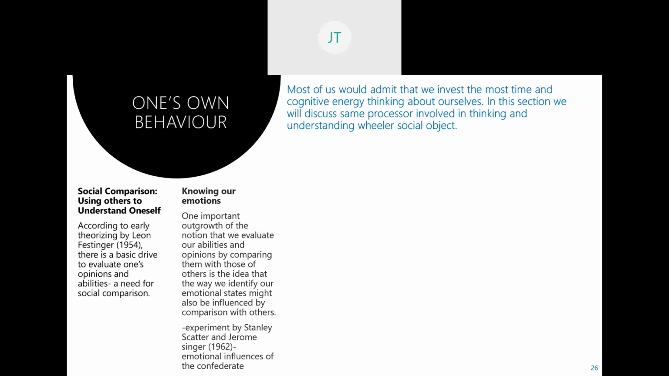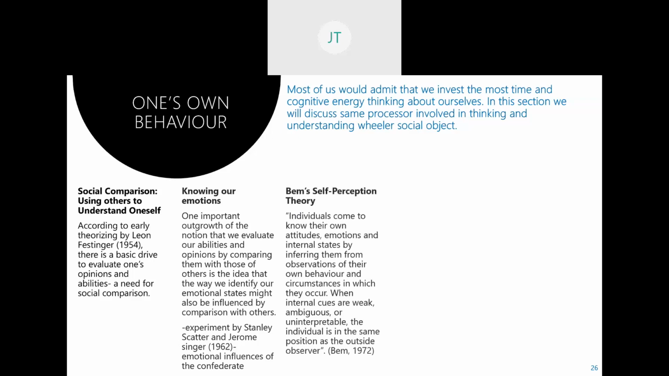So that is when we start complying with the larger emotions or the confederate, when we are not sure what it actually is. Then there is Bem's self-perception theory, and another theory which will come into the picture: cognitive dissonance. This is a very interesting topic. Again, I'm not going into it verbosely, it will confuse you a lot.